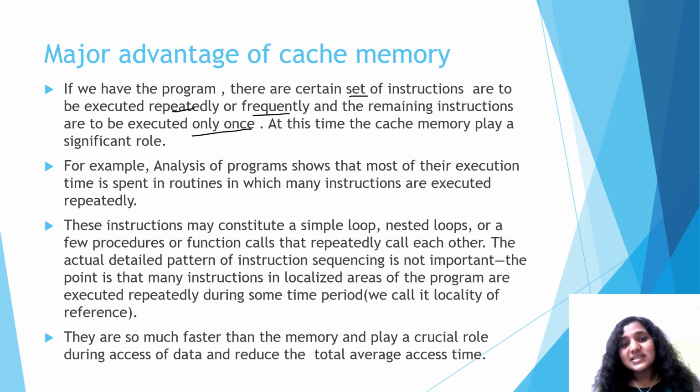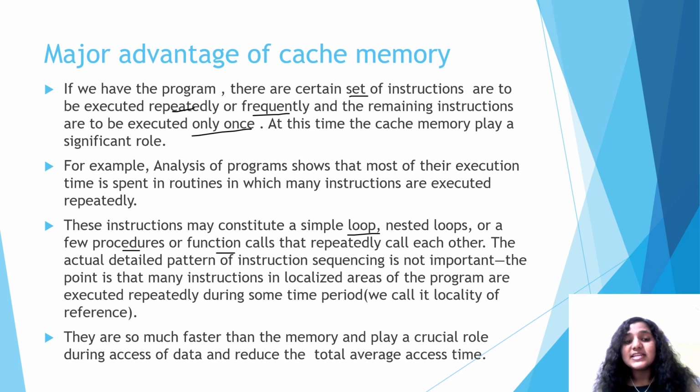For example, analysis of programs shows that most of their execution time is spent in routines in which many instructions are executed repeatedly. These instructions may constitute a simple loop or nested loops. We all know loops, which execute multiple times until the condition is true. So at that moment we use the cache memory. It plays a very important role when we use simple loops, nested loops, or even system calls. A system call is nothing but when a function calls itself, right? So that is called a function call. I'm sorry, the system call. So at that moment we use the cache memory.